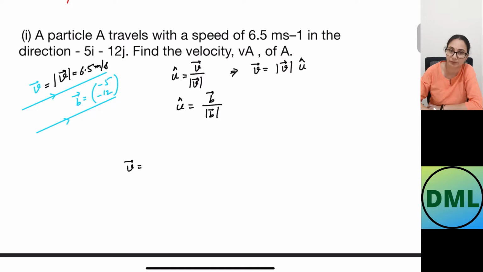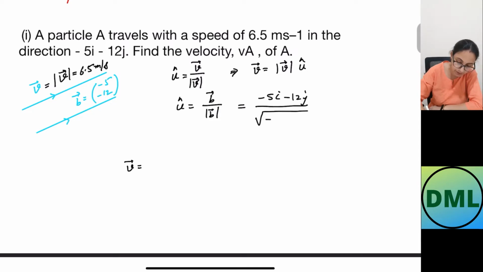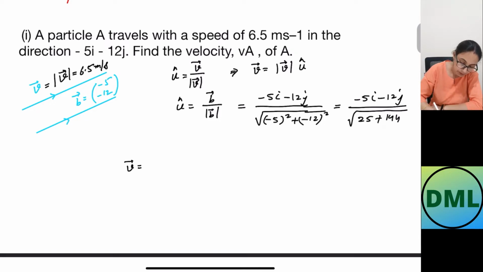So I need to find the unit vector, which will be the same as the unit vector of the direction vector, the vector divided by its modulus. Let's substitute the value here. That will be equal to the vector minus 5i minus 12j divided by the modulus, which is root of (minus 5) the whole square plus (minus 12) the whole square. That will be minus 5i minus 12j divided by root of 25 plus 144, so minus 5i minus 12j over root of 169, which equals minus 5i minus 12j over 13.